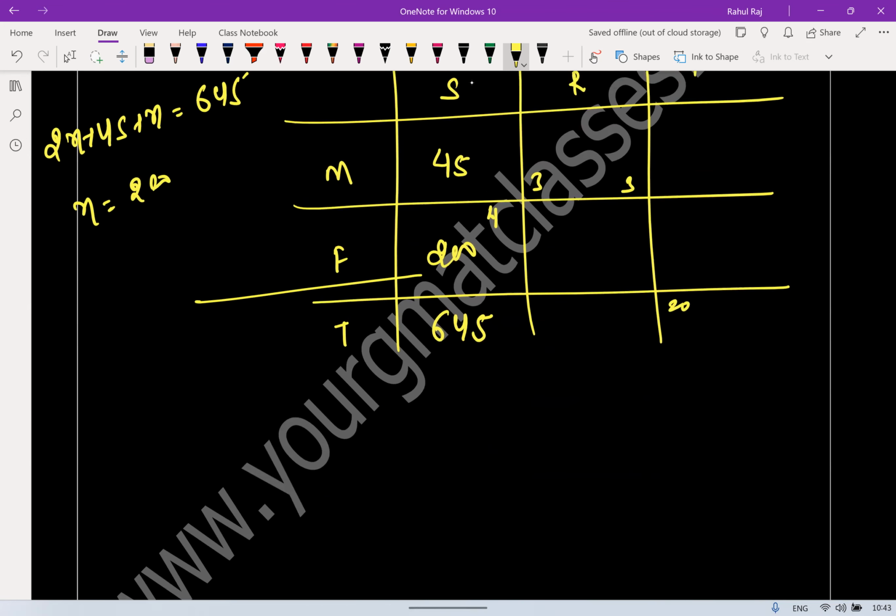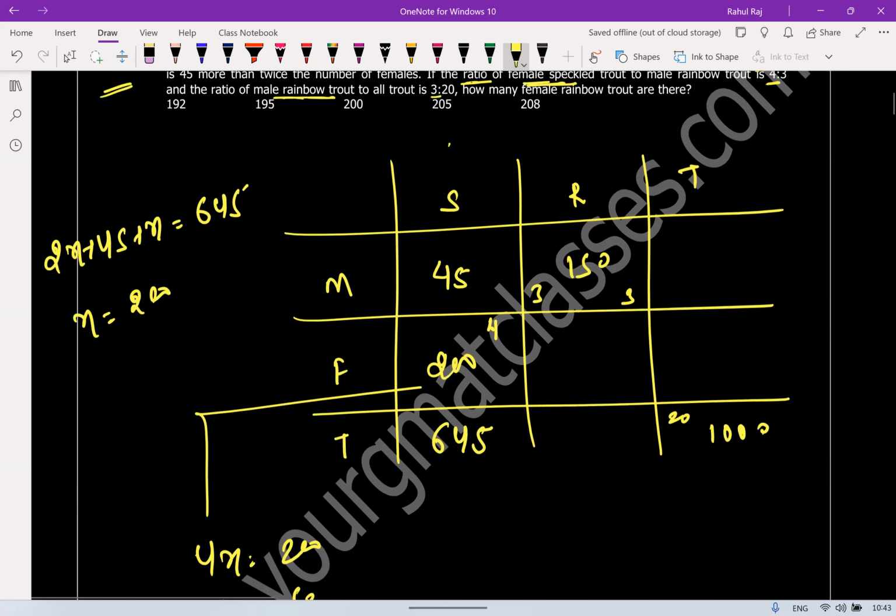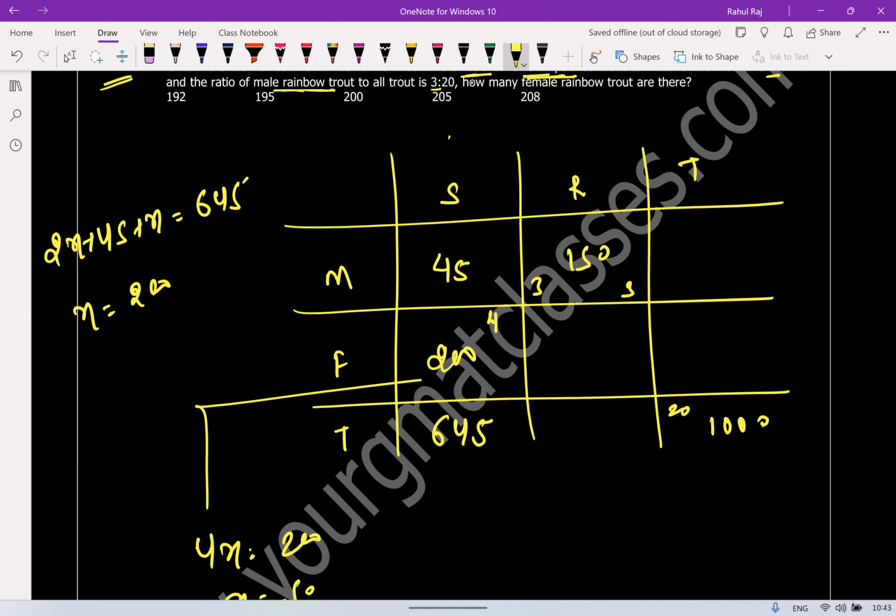So imagine this becomes 4x is equal to 200. x is equal to what? 50. Now this ratio is 3x, so 50 into 3, 150. And this is 20x, that is 1000. Now the ratio of female speckled trout to male rainbow trout is what? 4:3. This ratio is fine. And this is defined to you as 200. So for the ratio to be maintained 4:3, this should be 150. And if this is defined to you as 150, for the ratio to be maintained 3 is to 20, this should be 1000. Simple logic. That's it. You are done now. Now you just have to add and subtract.